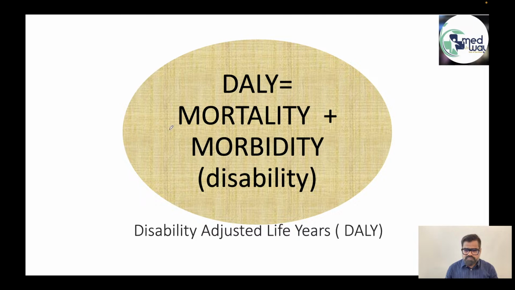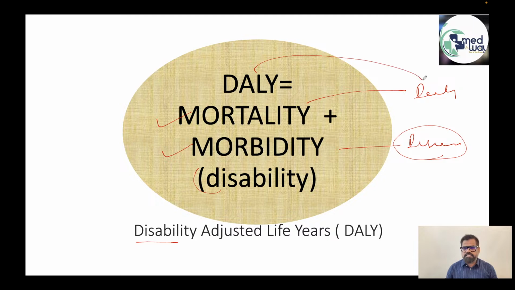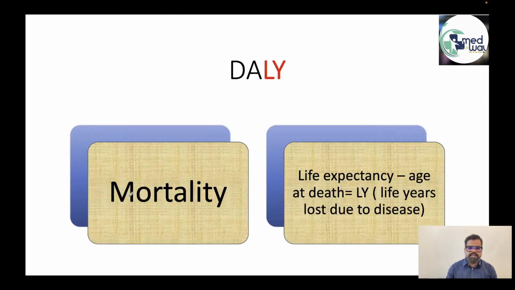DALY, as I said, measures mortality and morbidity. In the bracket I am writing disability, because the word goes disability adjusted life years. So it measures mortality and disability. So what is mortality? Death. What is morbidity or disability? Suffering from disease or any disorders. So DALY measures death, DALY measures disease. Both are combined in DALY. Okay, try to understand this.